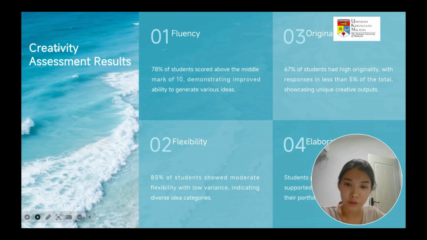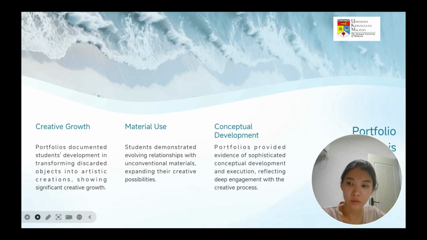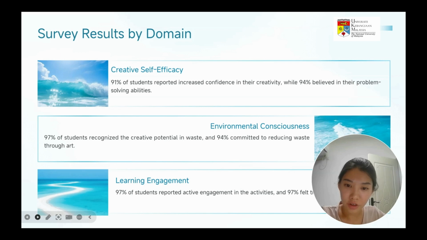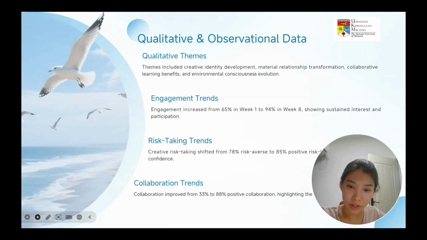1. Fluency. 2. Flexibility. 3. Originality. 4. Elaboration. Analyzing students' portfolios revealed 3 key outcomes. 1. Creative goals. 2. Material use. 3. Conceptual development. Surveys show significant positive changes in 3 domains. 1. Creative self-efficacy. 2. Environmental consciousness. 3. Learning engagement. Qualitative and observational data also supported our findings. Qualitative themes. Key themes included development of creative identity, changed relationships with materials, benefits of collaborative learning, growth in environmental consciousness.